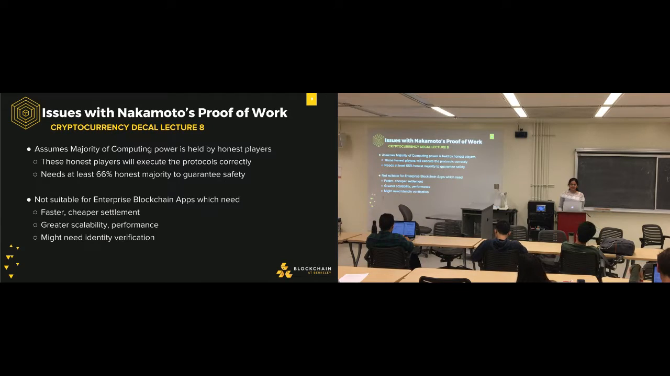Another issue is it doesn't provide great scalability or performance, and any application that requires your identity to be verified cannot use proof of work.